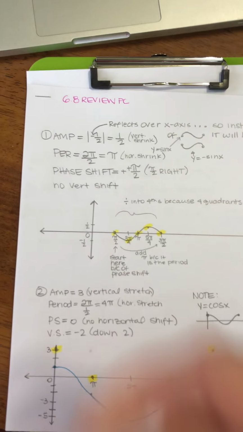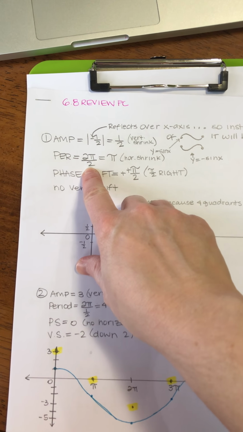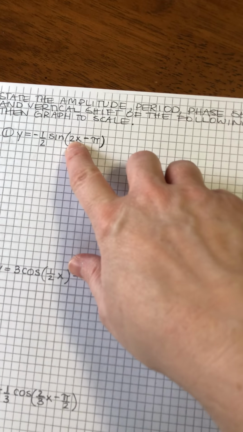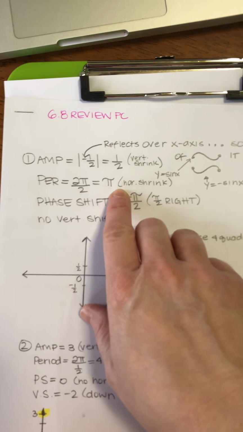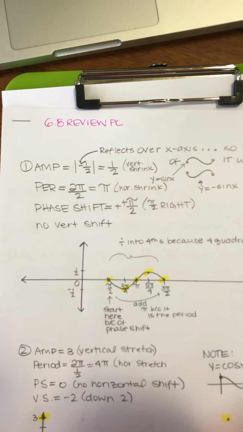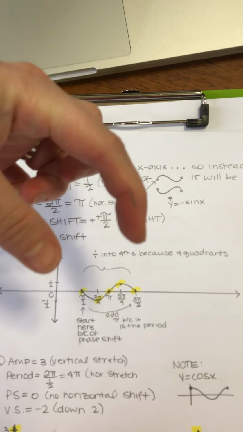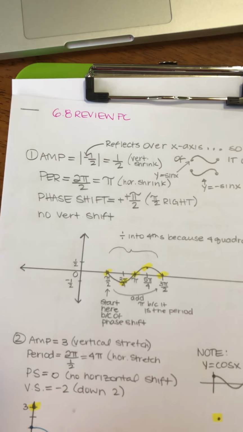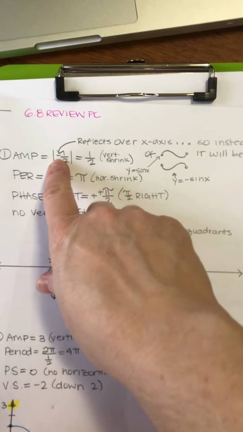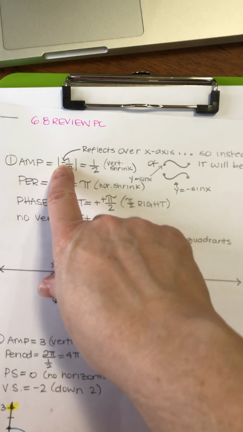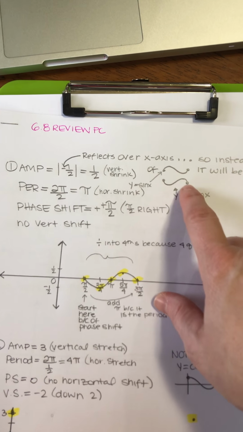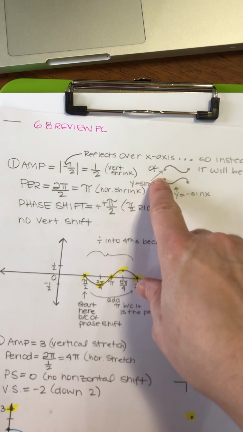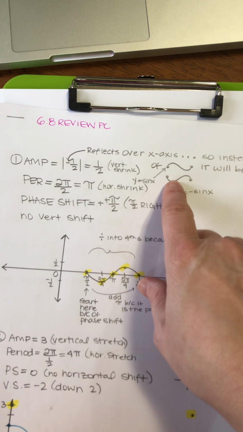The period, we take 2 pi and divide it by b, which in this case was 2. And that's going to give us pi. So normally the length would be 2 pi, and now we're going to shrink it in half to just pi, okay? The negative right there is going to reflect it over the x-axis. So normally the sine curve looks like this, but instead of going up first, it's going to go down first since it's negated.